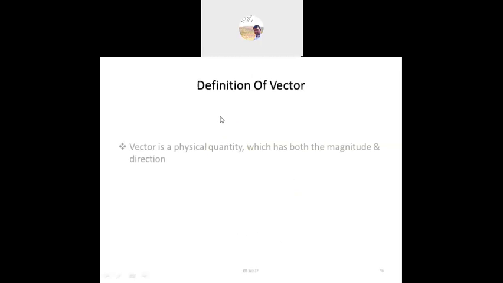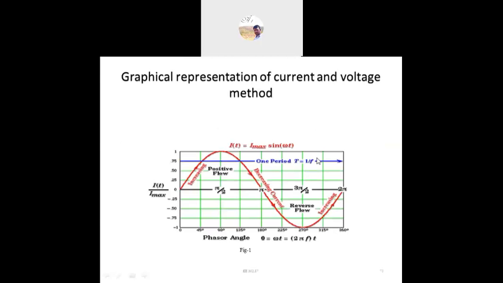Next we will talk about the vector. A vector is a physical quantity which has both magnitude and direction. Let's see the graphical representation of the current and voltage. Here we are taking the current representation: i(t) is equal to Im sin ωt.